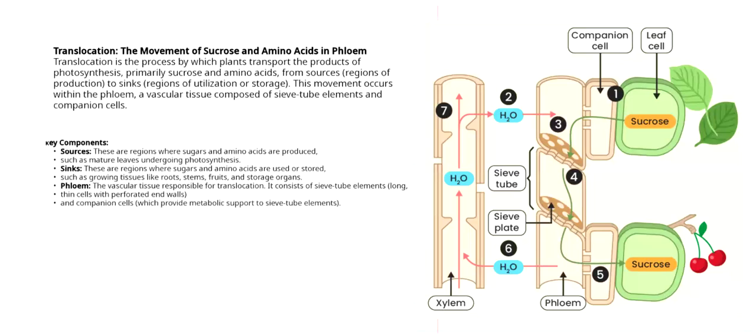And now the transportation of photosynthetic products, which are also known as assimilates. The transportation of photosynthetic products like glucose, sucrose, amino acids, these products after photosynthesis, when they are made in the leaf, are transported from the leaf via phloem tissue to all other parts of the plant body.